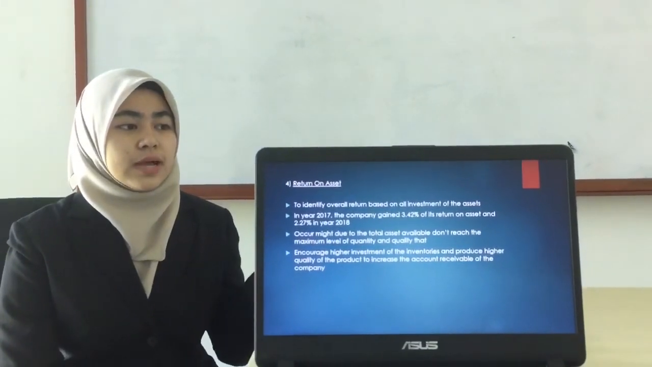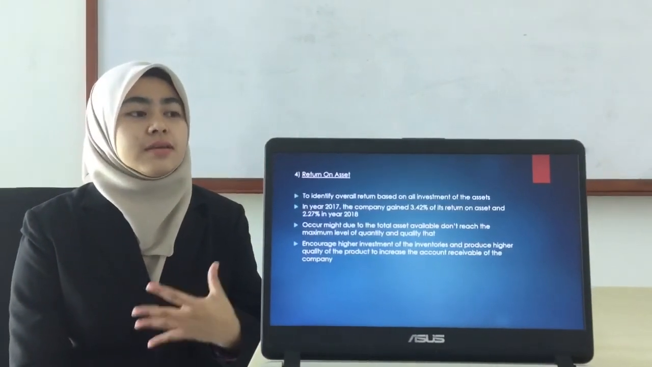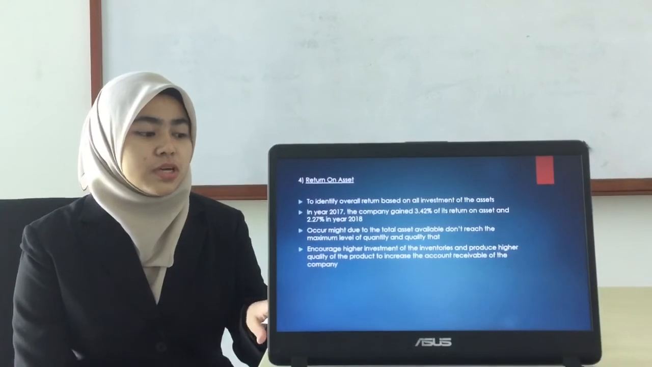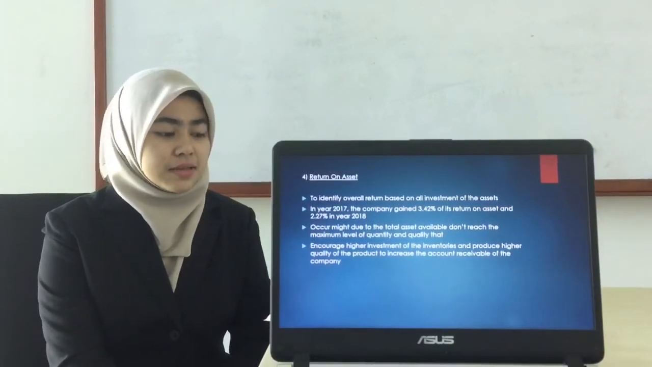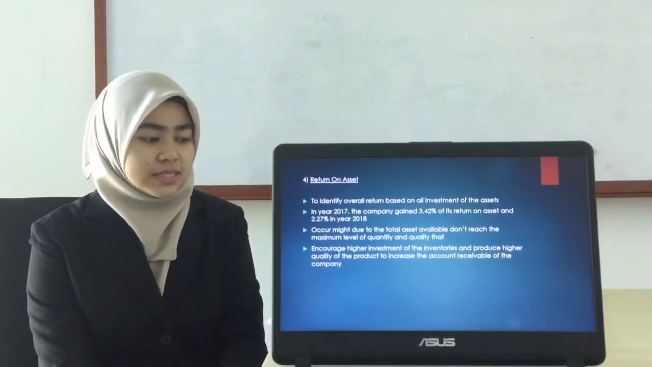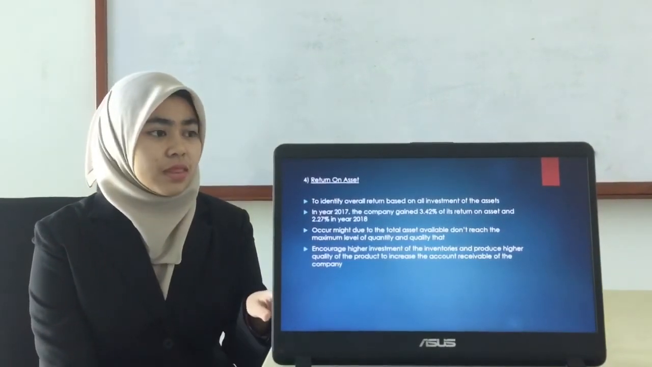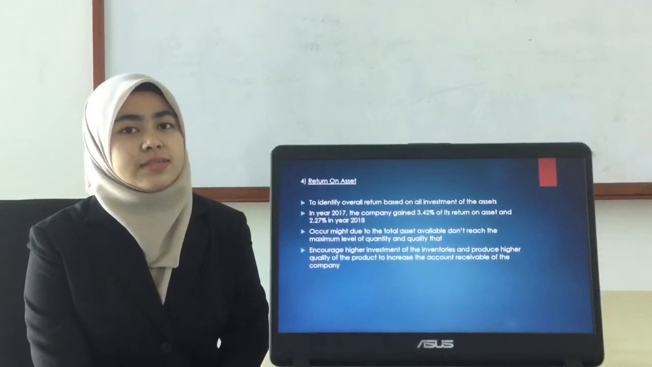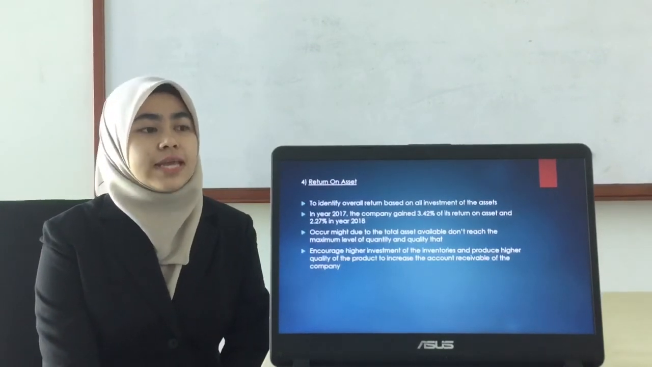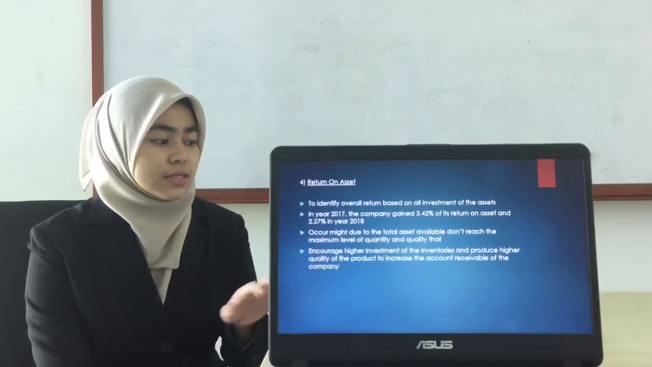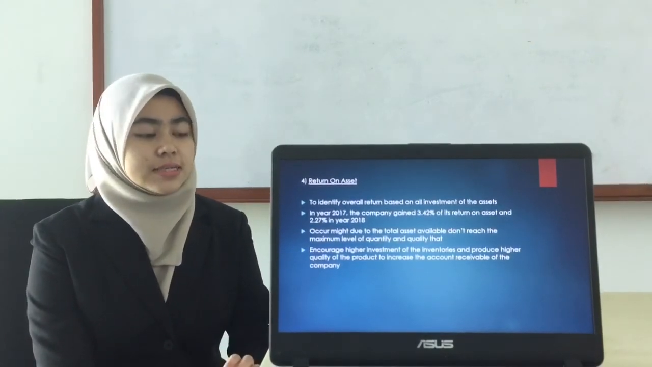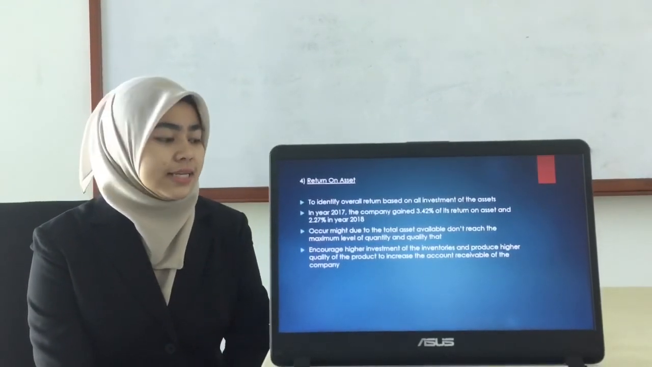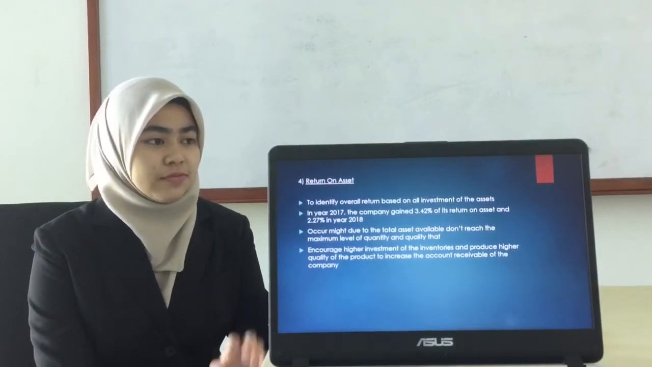The purpose of the ratio is to identify the overall return based on all the investment of the assets. It's also to measure the profitability of the company based on its current assets and also non-current assets to finance the company performance. In year 2017, Pharmaniaga gained about 3.42% of its total assets, and meanwhile for year 2018, it gained about 2.27%. The difference amounts to 1.15%, which shows a decline of the company profits from its asset investments.